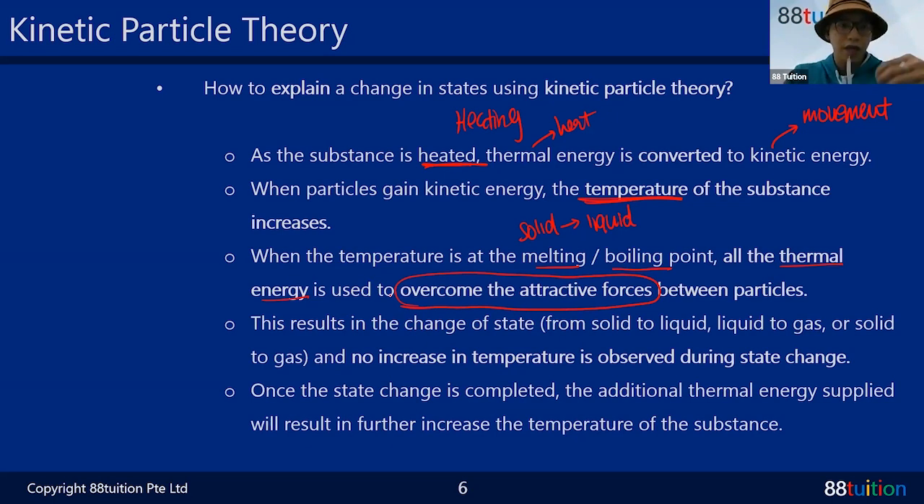So instead of heating the substance up further, you use the energy to overcome the attractive forces. Therefore this results in a state change, for example from solid to liquid. In a solid, we know the attraction is very strong and the particles cannot slip past one another. For liquid, they can slip past one another because the attractive forces are not so strong.